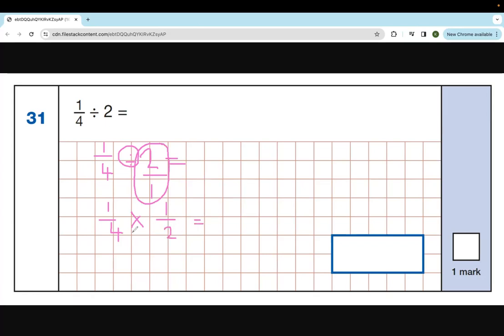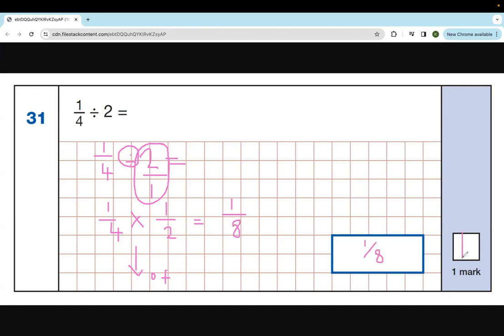So it's really saying 1/4 of a half, because remember, times means of, and we use that in everyday language. So let's do it. 1 times 1 is 1. And 4 times 2 is 8. And that is your answer.